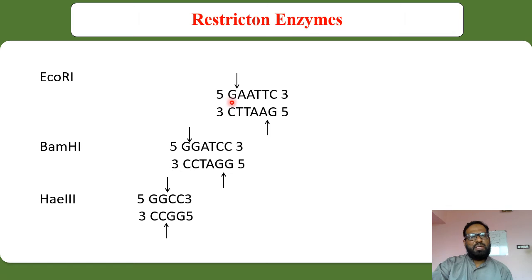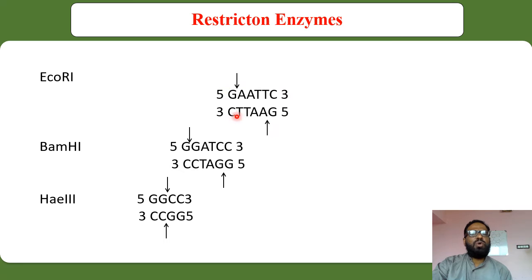How can we say it is a palindromic sequence? You read from this direction or read in the opposite direction. This is GAATTC, and if you read in the opposite direction, the second strand is also GAATTC. Remember that whenever we say DNA, we always mean a double-stranded DNA molecule. This is one strand of the DNA molecule and this is the second strand. If you read in one direction, it is GAATTC, and in the opposite direction, it is GAATTC.